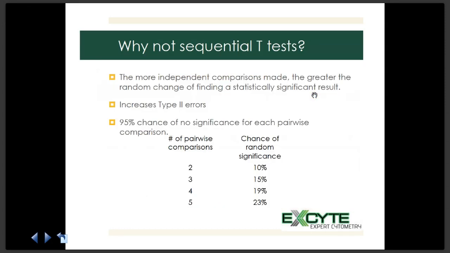The ANOVA test is important to remember if you're doing more than 2 pairwise comparisons, because if you do just 2 t-tests back-to-back, sequential t-tests, you'll see that you have roughly a 10% chance of finding significance where there is none. And this goes up rather rapidly. So if you do 4 pairwise comparisons, you've got almost a 20% chance of finding significance where there isn't any, committing your type 1 errors.